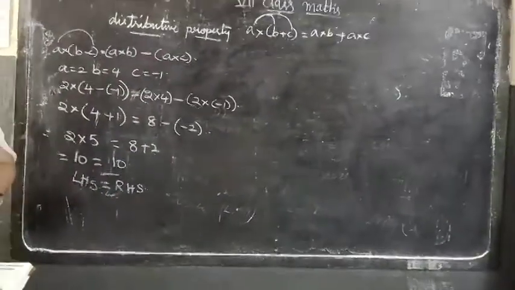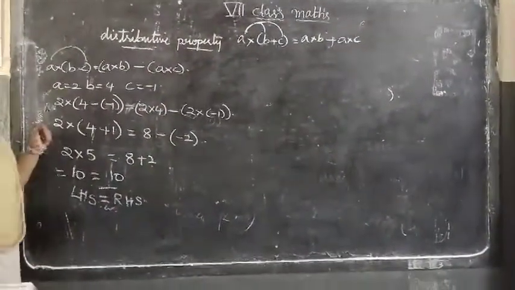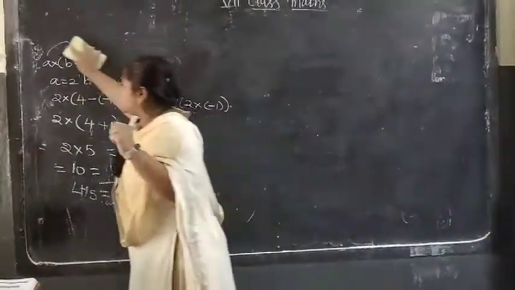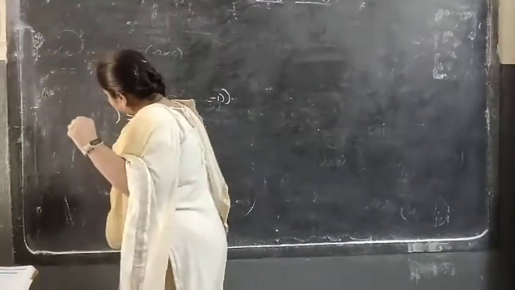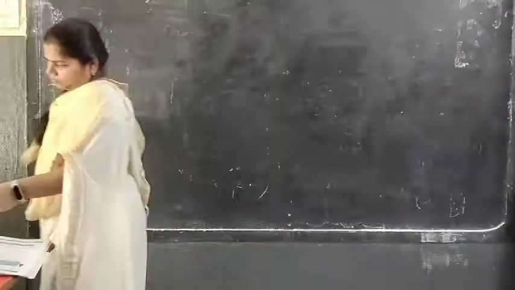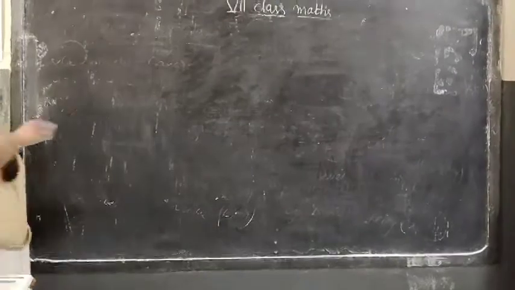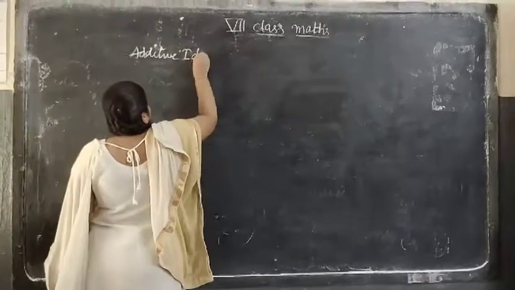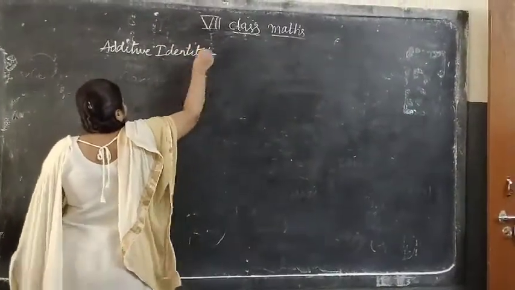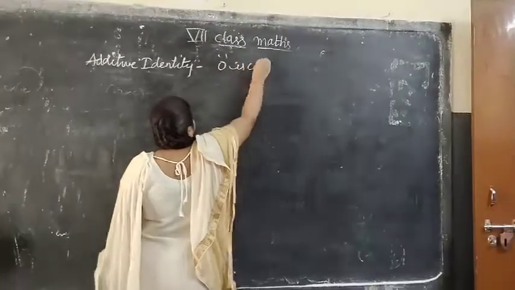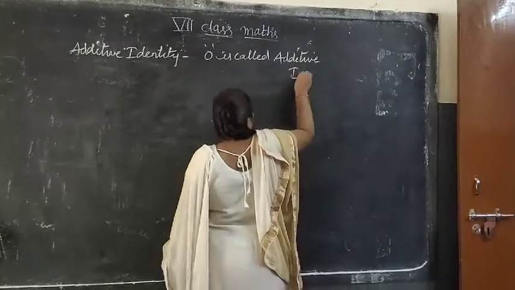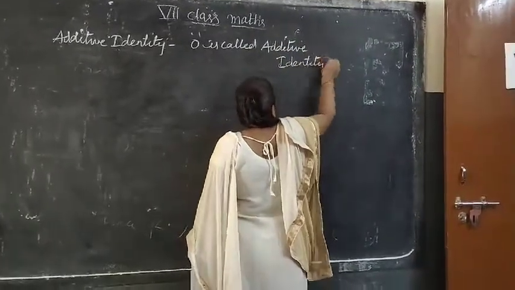So next is identities. We are having two identities. One is additive identity and next is multiplicative identity. So additive identity. So what do you mean by additive identity? Always 0 is called as additive identity.